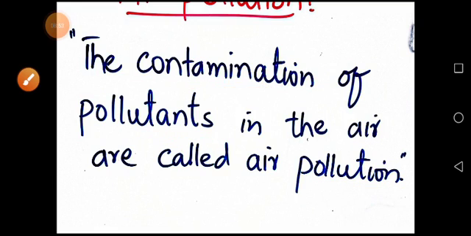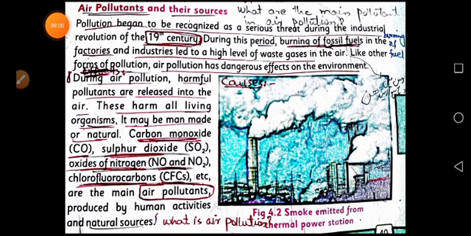So what is air pollution? The contamination of pollutants in air is called air pollution. Students, in which century did pollution begin to be recognized as a serious threat? In the 19th century, pollution began to be recognized as a serious threat due to the industrial revolution which was created in the 19th century.